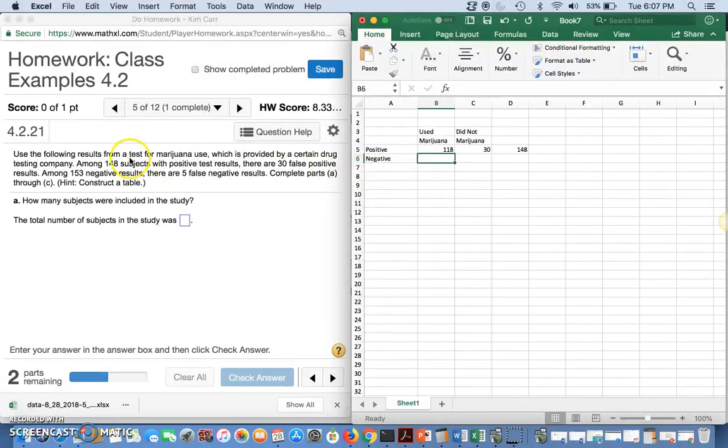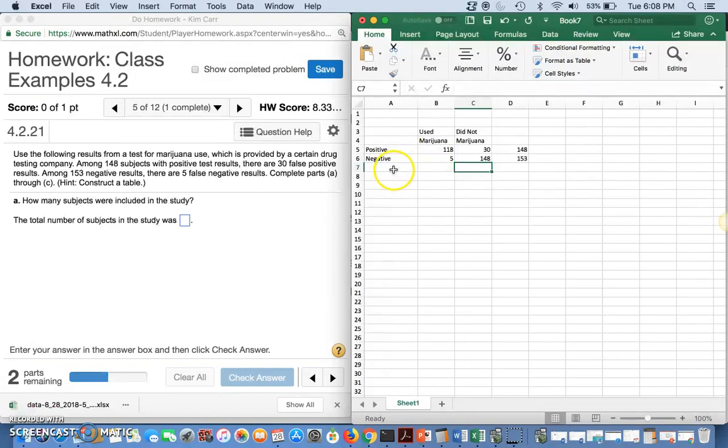All right, negative. Among the 153 negative, what do we know? 5 are false negatives. So if these were the false positives, the false negatives have to go here. They're saying they didn't use marijuana, but they really did. We put that 5 there. And 153 minus 5, I believe, is 148. You can check it if you think you need to. Okay, so I have set up my entire table.